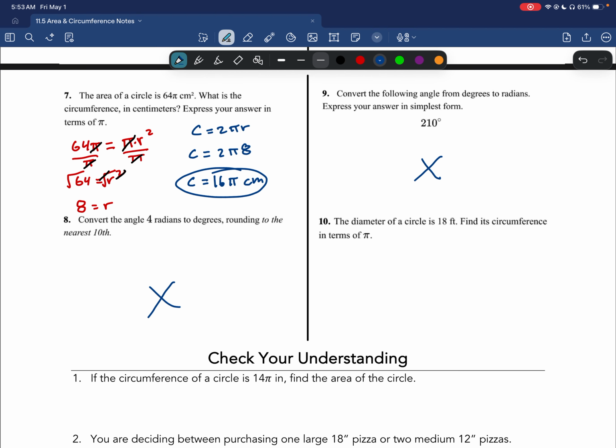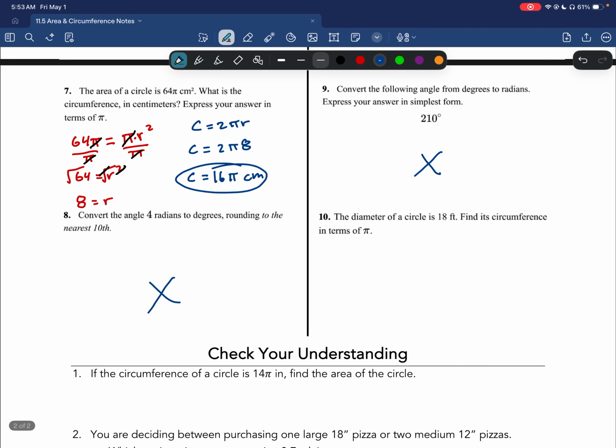The diameter of a circle is 18 feet. Find its circumference in terms of pi. We're just focusing on circumference. We were given the diameter, so we're going to use the circumference formula that has the diameter, which is c equals pi times your diameter. Since the diameter is 18, we get c equals pi times 18. It wants it in terms of pi, so nothing changes, but I am going to rearrange it because we usually put our number before the pi. So the circumference is just 18 pi. Okay.